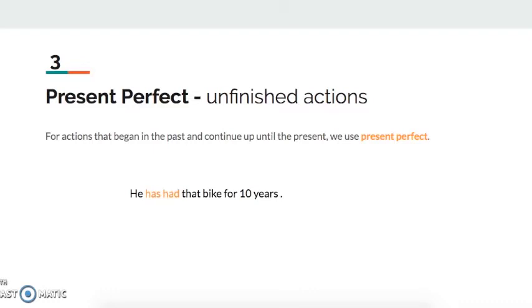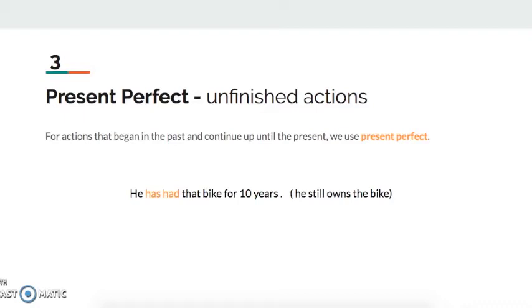Does he still have that bike? Yes. Did he have it in the past? Yes, he did have it. He's had it for 10 years. So he's had this bike for 10 years and he still owns the bike. So the action began in the past and continues up until the present. And therefore we use the present perfect tense.